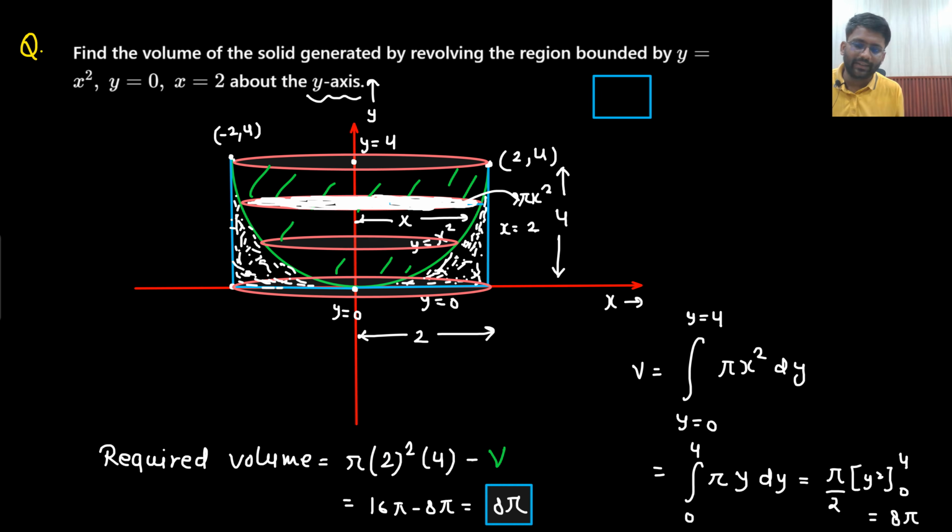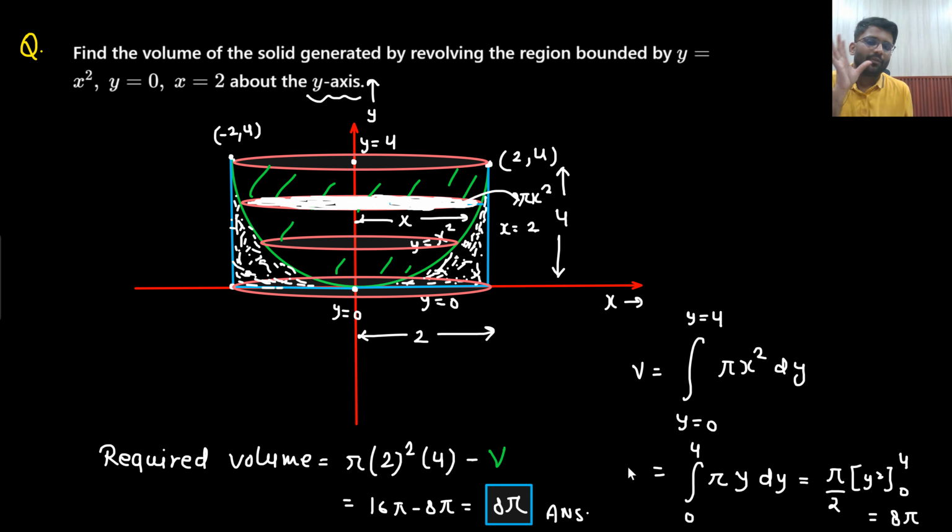So if your concepts are clear, then only you will be able to solve these kinds of problems. Otherwise, keep on mugging up the formula. Formula will not help in the examination hall because the level of the question paper is rising up. If the level of the question paper is rising, then those formulas will not help you. So pi x square dot dy with y going from 0 to 4.